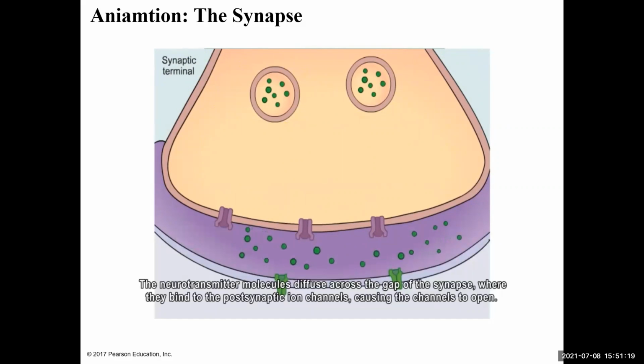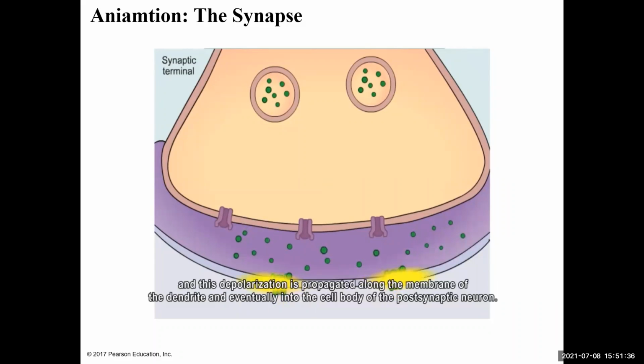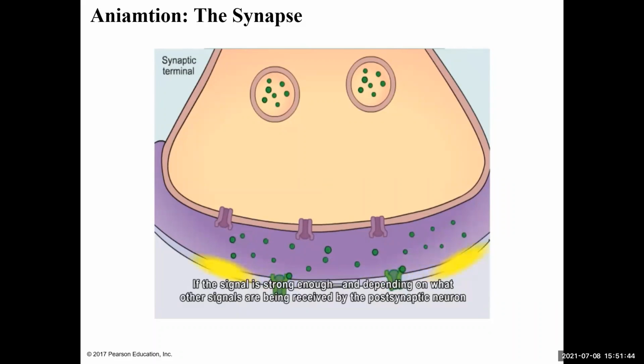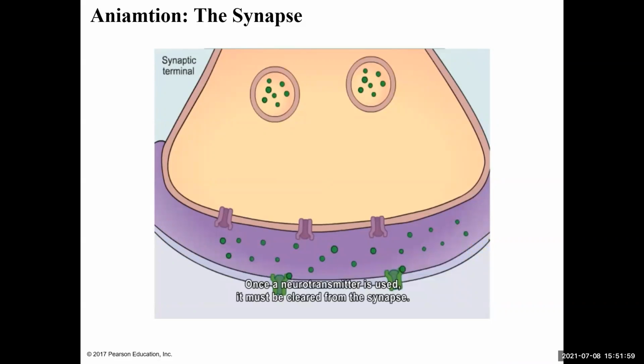The neurotransmitter molecules diffuse across the gap of the synapse, where they bind to the postsynaptic ion channels, causing the channels to open. If the synapse is excitatory, the flow of ions through these open channels depolarizes the postsynaptic membrane, and this depolarization is propagated along the membrane of the dendrite and eventually into the cell body of the postsynaptic neuron. If the signal is strong enough, and depending on what other signals are being received by the postsynaptic neuron at the same time, another action potential will be generated when the signal reaches the axon of the postsynaptic neuron.